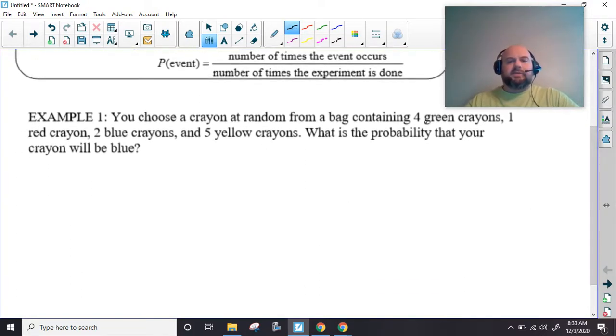It says suppose we have 4 green crayons, 4 plus 2 plus 5. What's the probability of getting the blue?